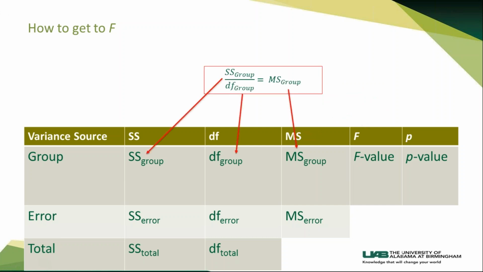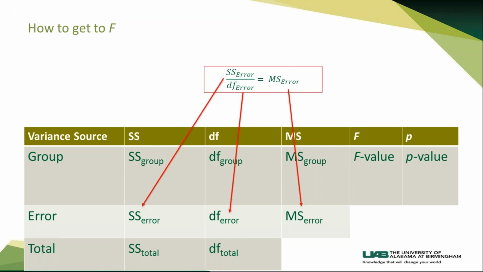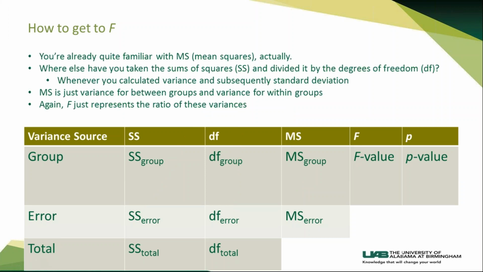So to get to those mean square values, you treat them the same. To get the mean square group or mean square between, you just take the sums of squares group divided by the degrees of freedom group. You do the same thing for the error component of variance. You take the sums of squares divided by degrees of freedom. That's going to hold true for everything we do. And even though you might think I don't actually know how to calculate mean squares, you have been doing this quite a bit up to this point, hopefully, actually.